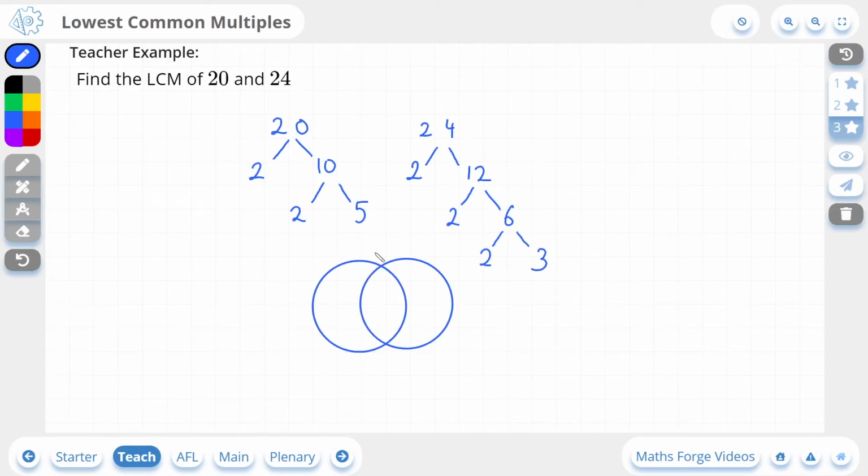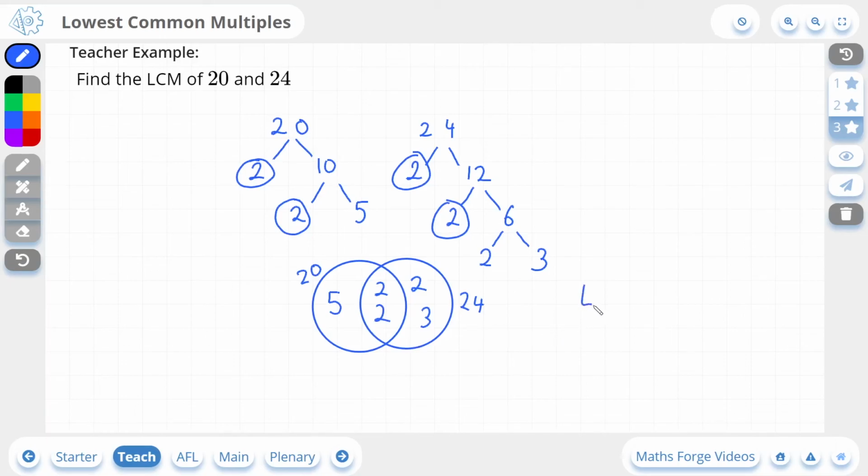So now I'll draw a Venn diagram to represent their prime factors. So it's going to be 20 on the left and 24 on the right. So let's take a look. The 20 and the 24 share a common prime factor of 2. That goes in the middle here. They share another common prime factor of 2. Again, that goes in the middle. And now 20 has a remaining prime factor of 5, which just goes next to the 20 here. And 24 has 2 remaining prime factors, a 2 and a 3, which goes into this part of the circle here that belongs to the 24.